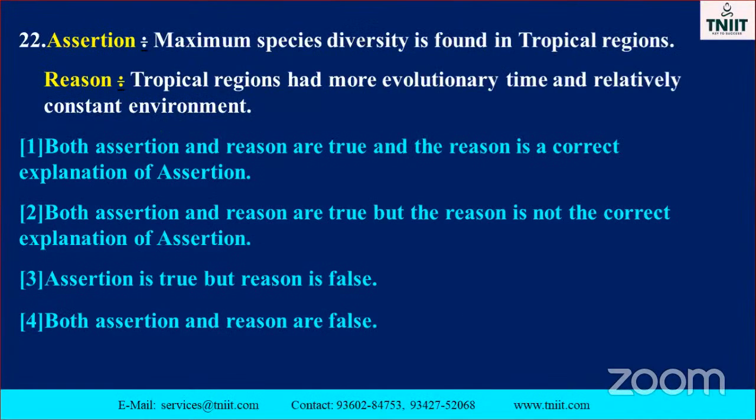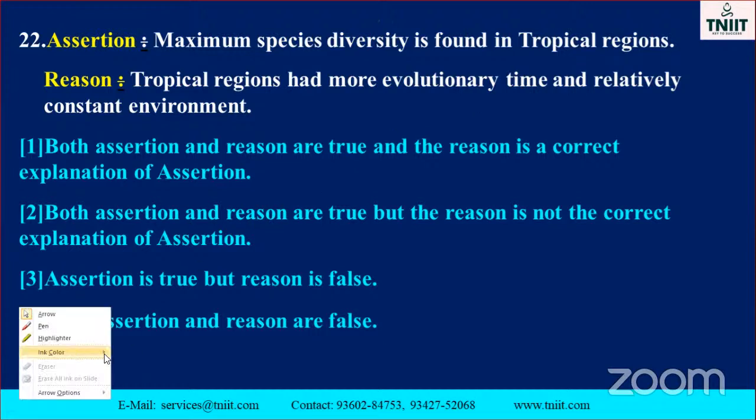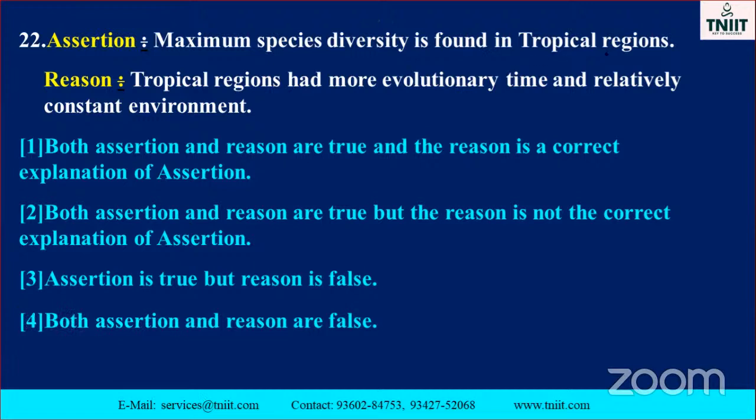Okay. And the next one is assertion and reasoning. Listen here: maximum species diversity is found in the tropical region. Definitely, diversity. Take an example, any one of the tropical regions. What happened? Most of the species may be present. Diversity.